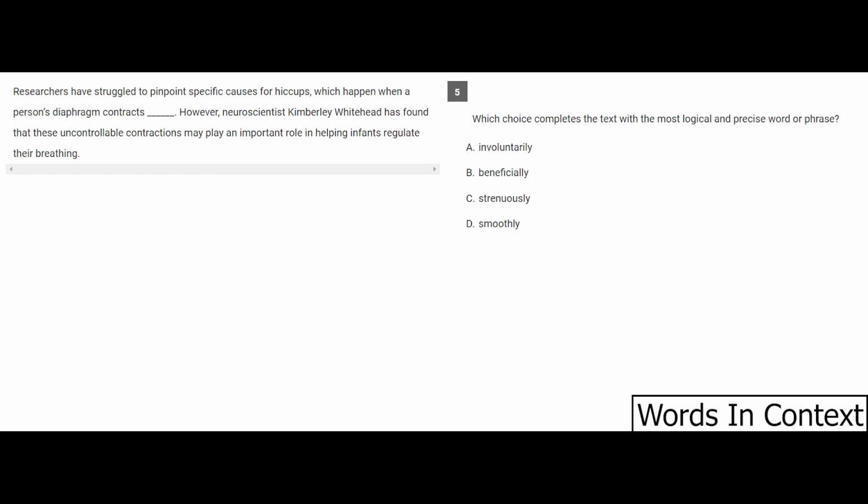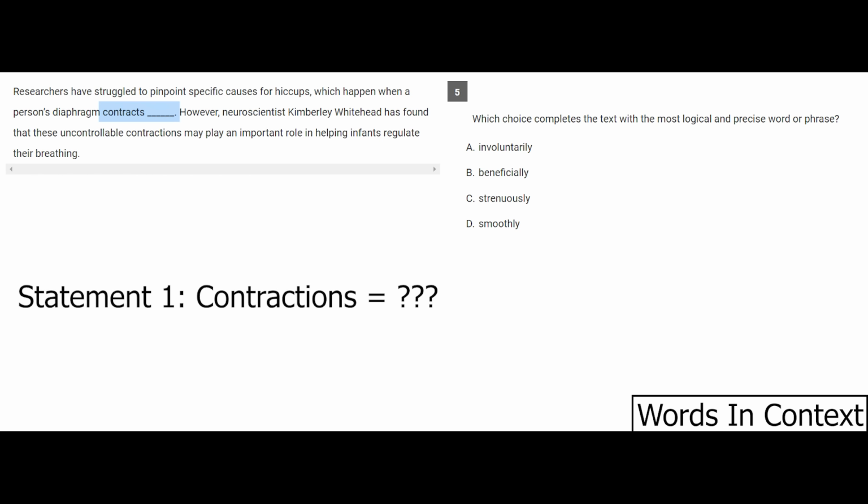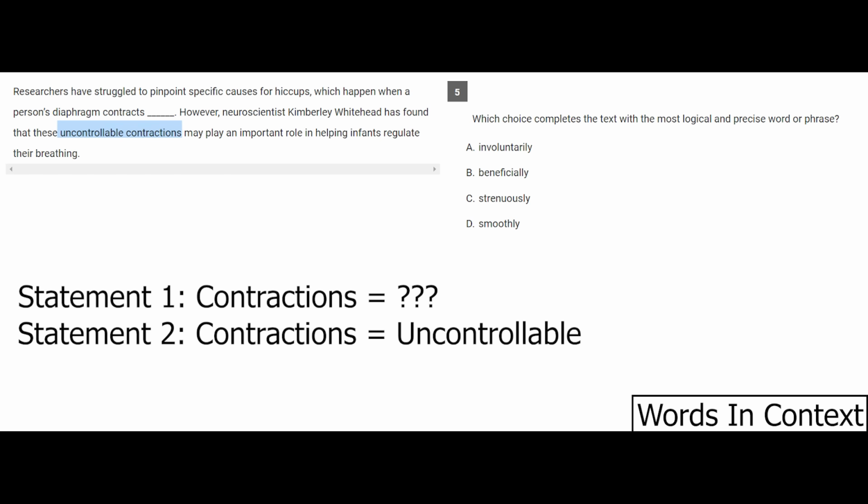Researchers have struggled to pinpoint specific causes for hiccups, which happens when a person's diaphragm contracts blank. However, neuroscientist Kimberly Whitehead has found that these uncontrollable contractions may play an important role in helping infants regulate their breathing. This is a perfect example of a statement and then a restatement because the first statement describes the contractions as unknown, meaning that we are trying to figure out what is going on with the contractions, and the restatement describes the contractions as uncontrollable. So we can use uncontrollable as a test phrase in this example.